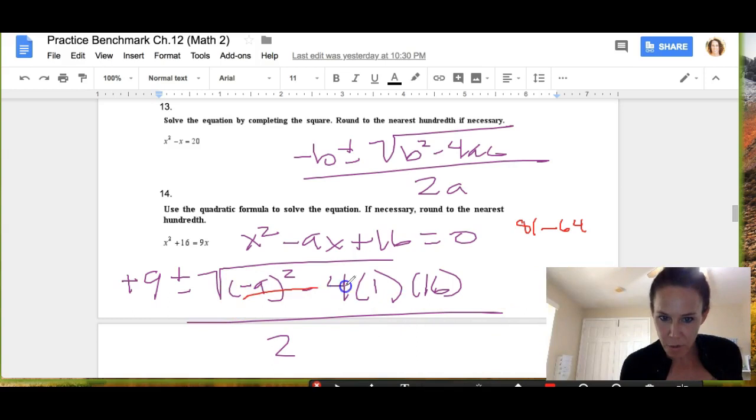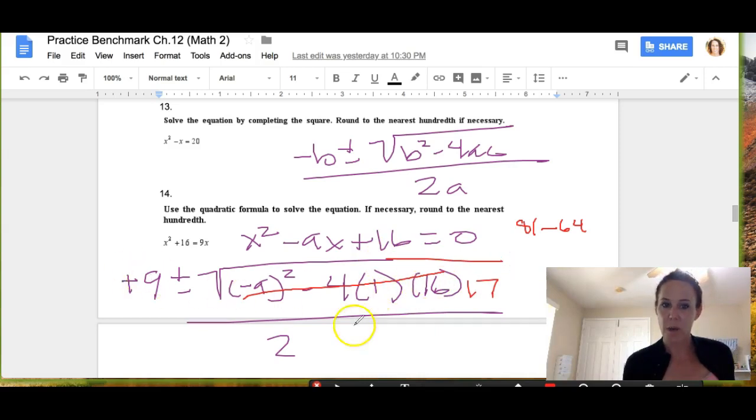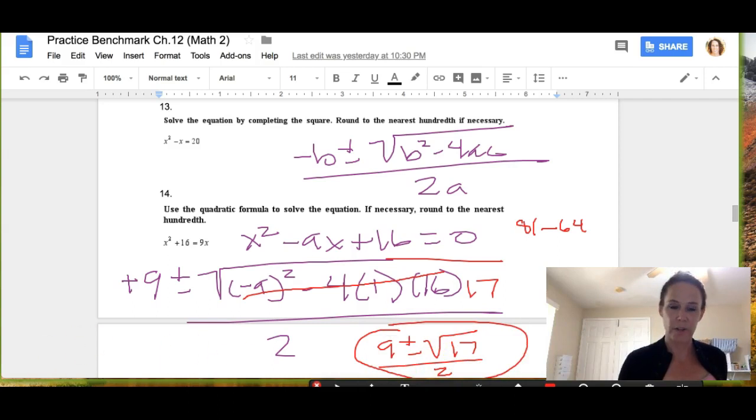If this part under the radical was negative, I would have imaginary numbers. So 17 is under the radical. I simplified that, so I'm going to get 9 plus or minus radical 17 divided by 2. Now, I can simplify the 2 if the 2 divides into this term and this term, but it doesn't. So, remember, you have to distribute, and there's your final answer.